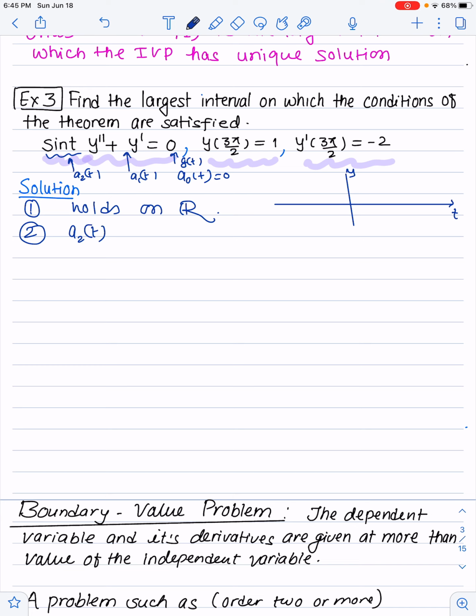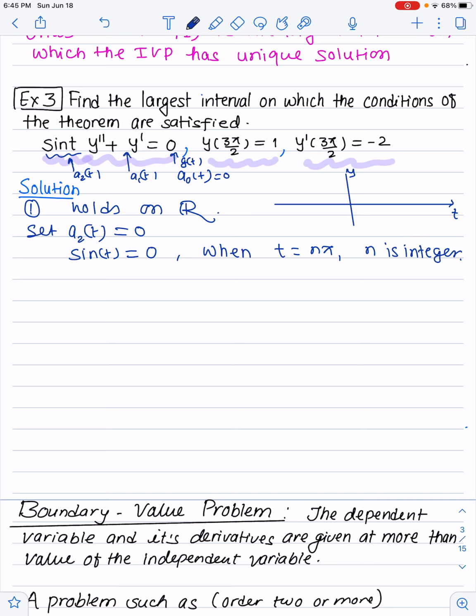Number 2, a2(t). Let's first set this equal to 0, but we are looking for the interval where a2(t) is not 0. To see the second property, I'm going to set a2(t) equals 0. So a2(t) is sine t equals 0. When does sine t equal 0? This will be 0 when t equals n pi, where n is an integer.